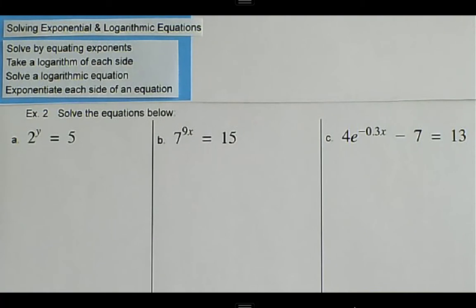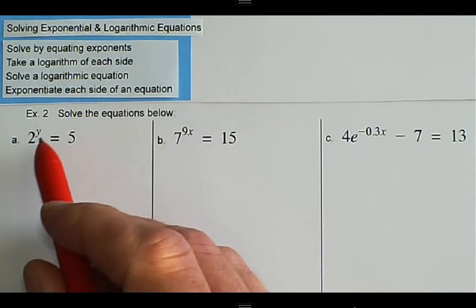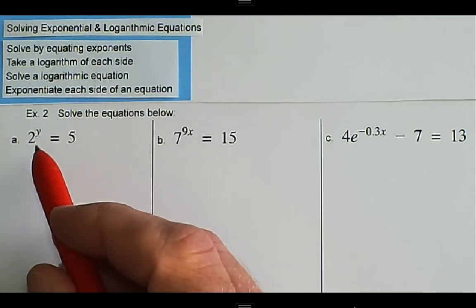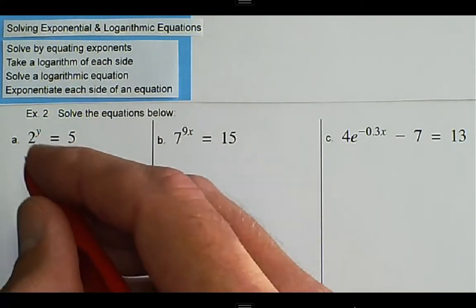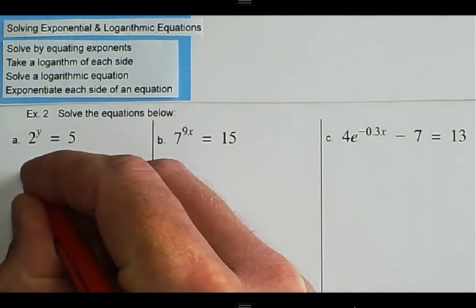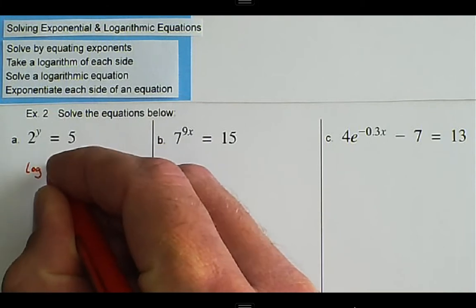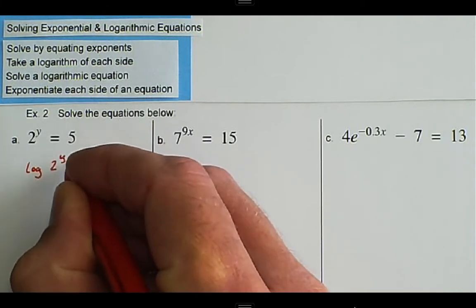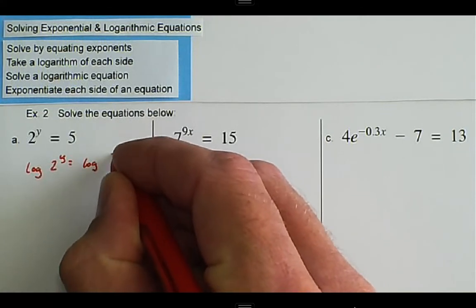So what we want to do here, we look at this equation, we want to solve the equations. We have an exponent that's variable, and we need to get that variable out of the exponent. So what we can do is we can take the log of both sides. So if I take the log, right now it's base 10. So log base 10 of 2 to the y is equal to log base 10 of 5.